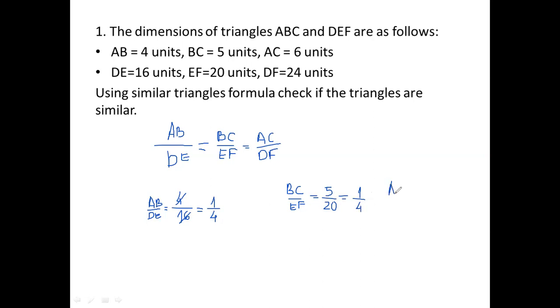And then for AC over DF, we'll have 6 over 24. We can divide both by 6, and we'll get 1 over 4. So we see that the ratio for the 3 of them is 1 over 4. So that means that the ratio is the same, or the triangles are similar.